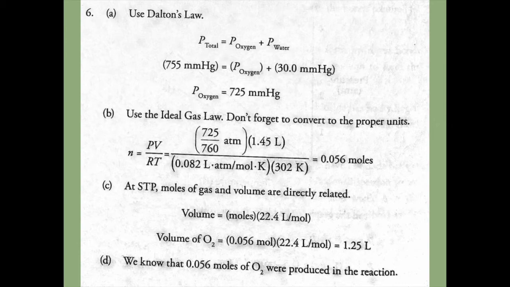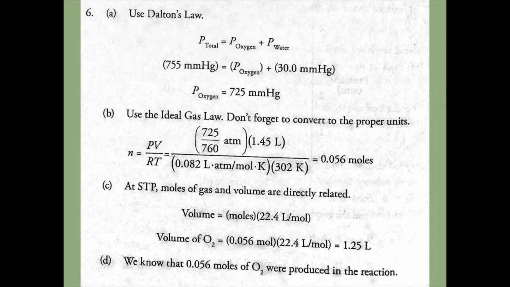So be careful, because all of a sudden here, they've changed my pressure and my temperature, but I'm now at standard temperature and pressure. So now that I know my moles of oxygen gas, I can figure out the volume by simply multiplying by 22.4. And so what I would get would be 1.25 liters.